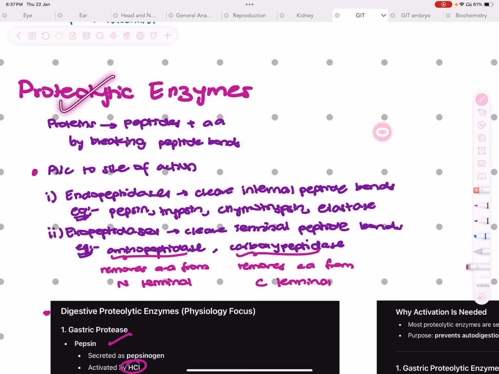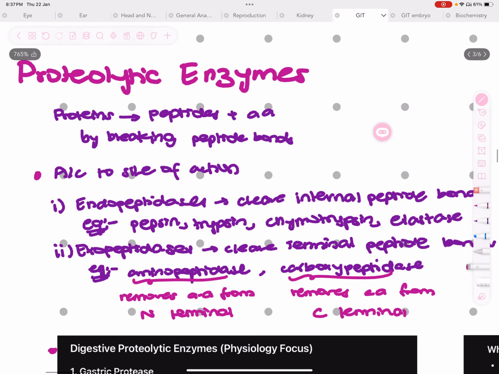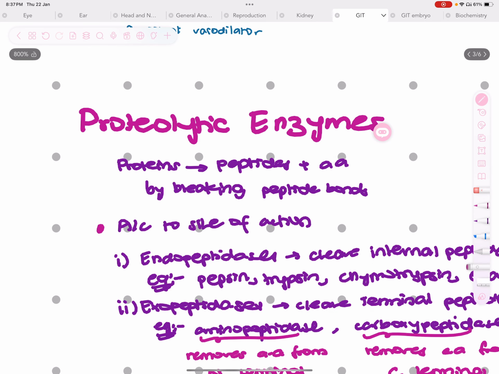Hi everyone, so today we're talking about proteolytic enzymes. These are basically enzymes that break down proteins into peptides and amino acids. Now you may be wondering, what are peptides? These are basically oligopeptides which have around 2 to 10 amino acids. And the proteins are broken down by breaking apart their peptide bonds.